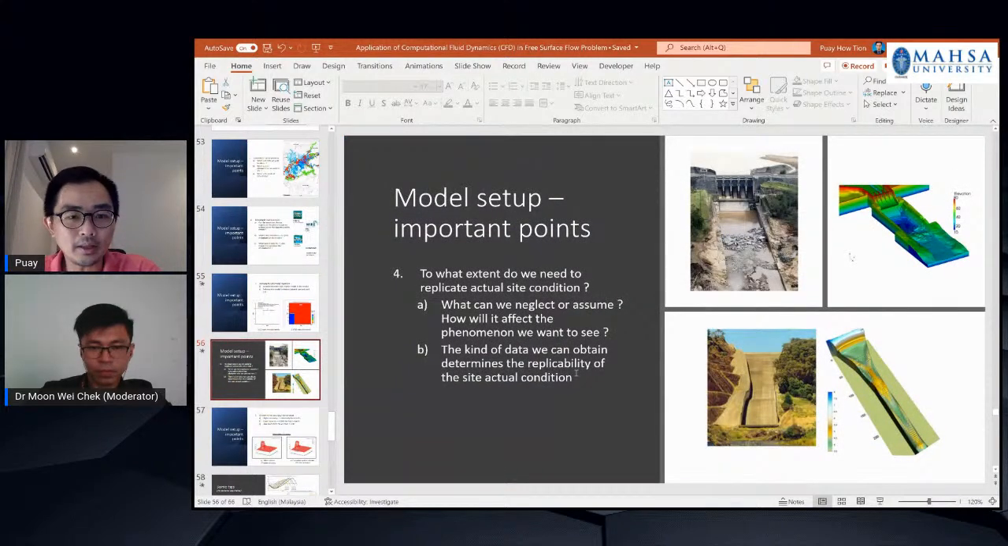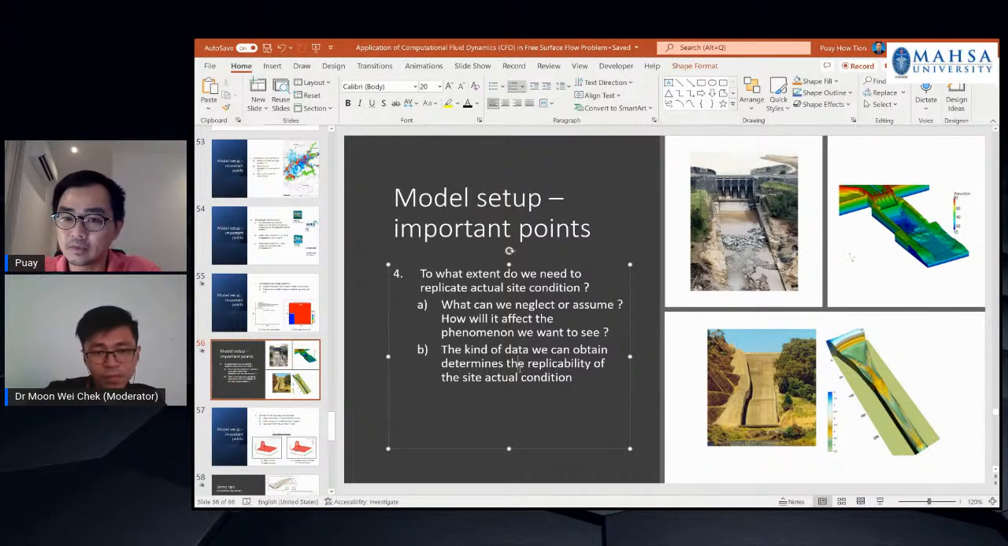The fourth point is, to what extent do we need to replicate the actual site? Sometimes we don't need to exactly replicate the system, because we only need to know some important parameter or variable. So we need to know to what extent we need to replicate the actual site. Can we neglect or assume something, or will it affect the phenomena that we want to see if we make a certain kind of assumption? And the data that we can obtain also determines the replicability of the actual site.